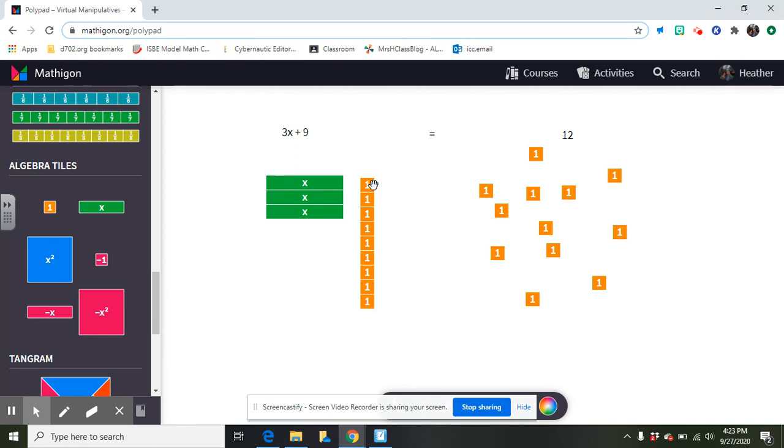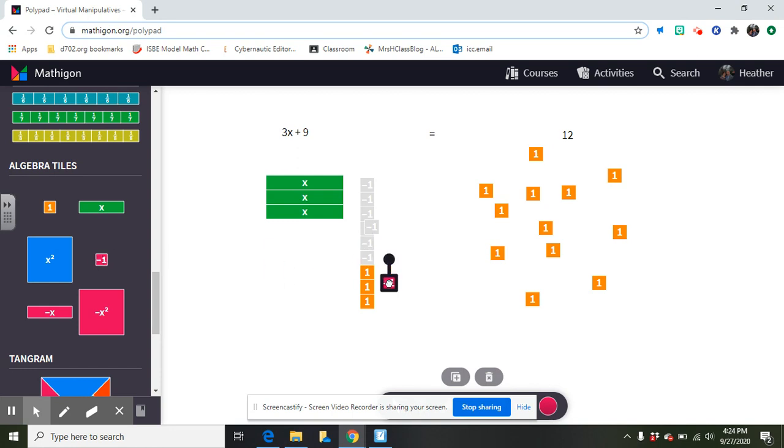So the way to get rid of these ones is to add the opposite, correct? So for every positive one, if I give it a negative one, it's gone. Okay? And so I would need to do that 9 times. But the problem is no longer is my equation equal. Why isn't it equal any longer if I'm just wiping these out? Because I said that 3x plus 9 equals 12.